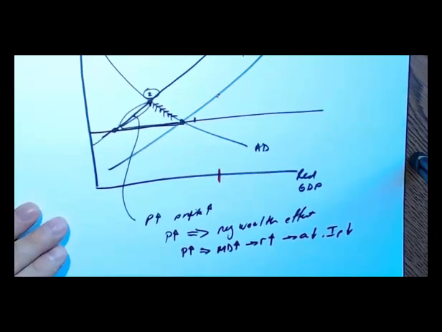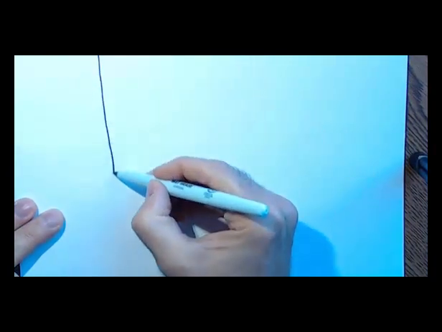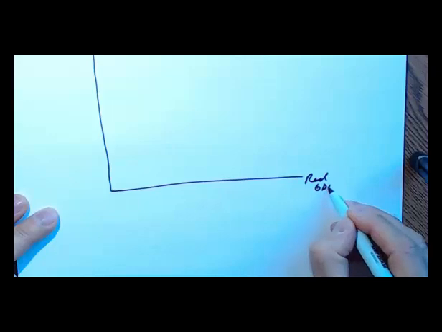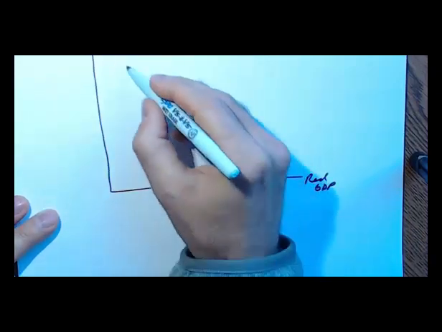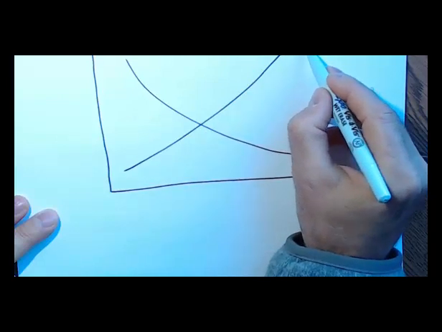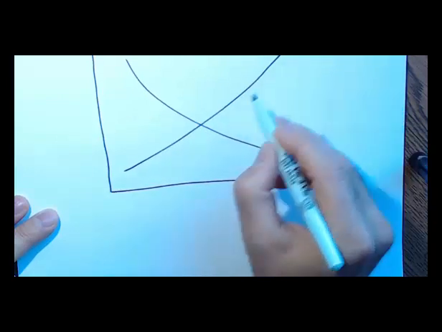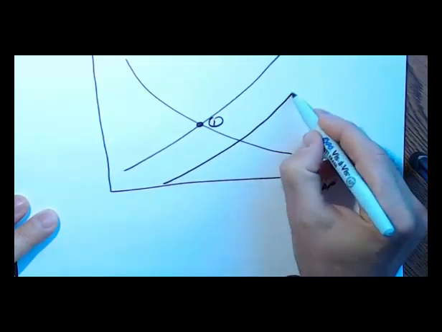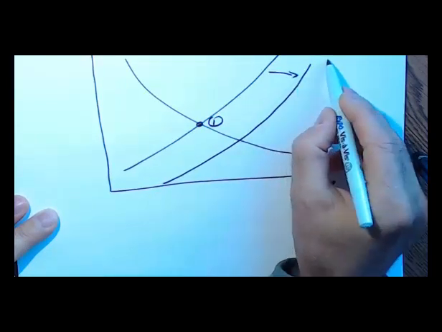Now, let's look at an increase in aggregate supply, which is a friendly event for us, a nice event. So here we have prices, we have aggregate demand, we have aggregate supply, short run. We have our equilibrium at point 1. Now, the aggregate supply curve shifts out.